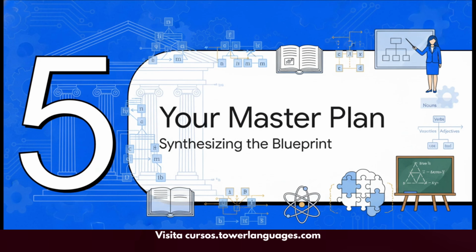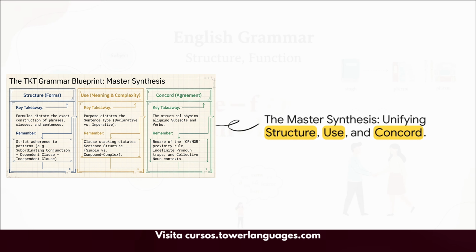Okay, we've looked at the blueprints, we've examined all the parts, and we've learned the physics that holds it all together. We have literally seen how language is constructed from the ground up. So now it's time. Let's put it all together in one master plan that you can take right into your classroom. And here it is. This is the master plan, your TKT grammar blueprint. It pulls everything together. Structure gives you the what, the formulas. Use gives you the why, the purpose. And Concord makes sure the whole thing is stable.